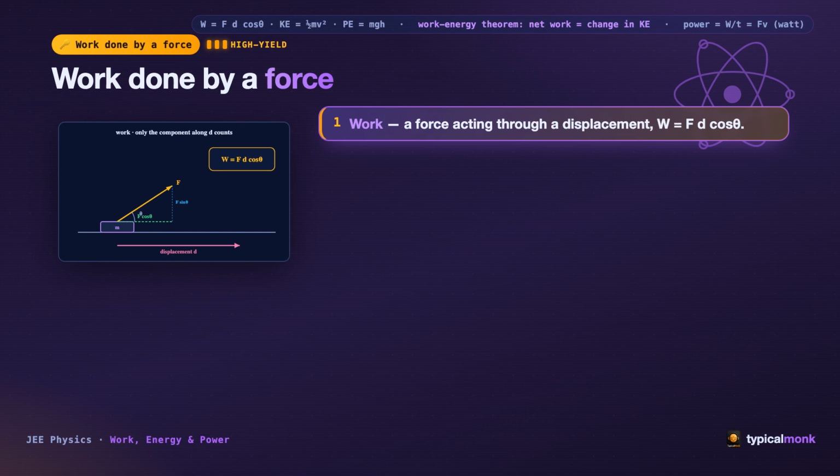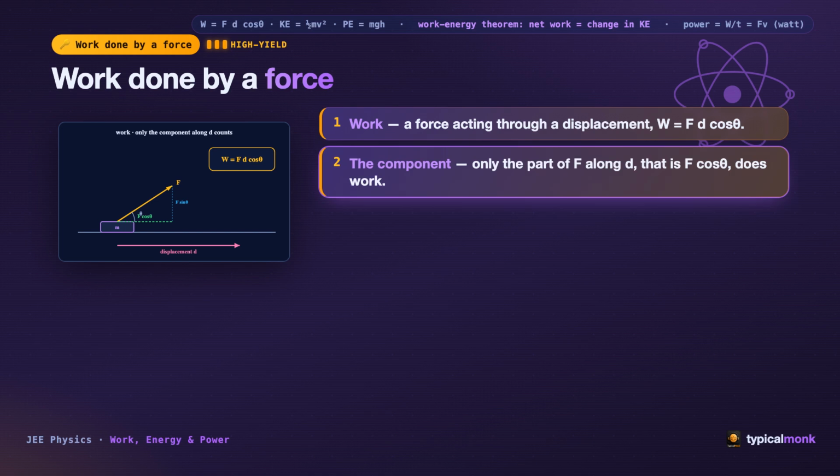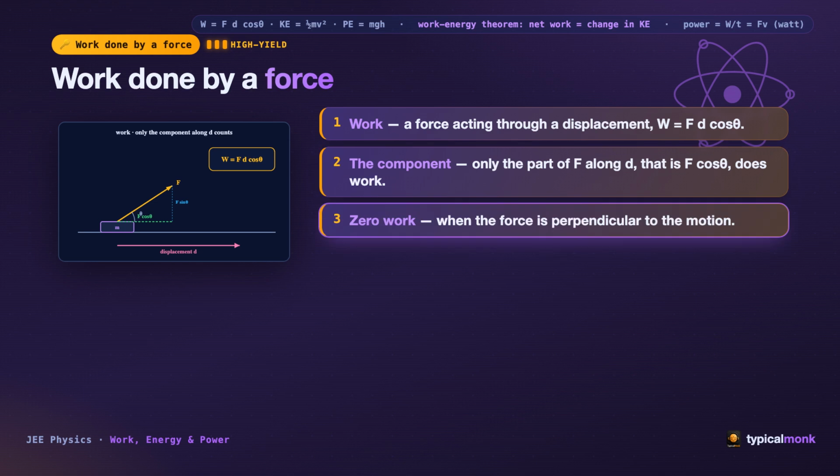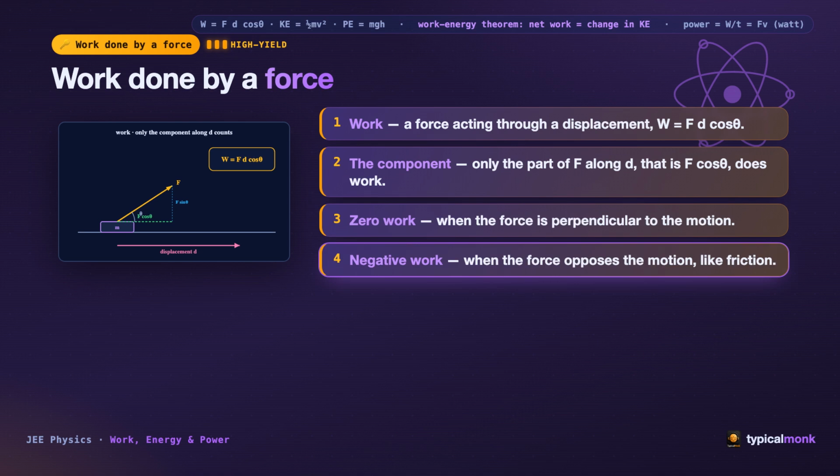Work done by a force. Work, a force acting through a displacement, W equals Fd cosine theta. The component, only the part of F along d, that is F cosine theta, does work. Zero work, when the force is perpendicular to the motion. Negative work, when the force opposes the motion, like friction.